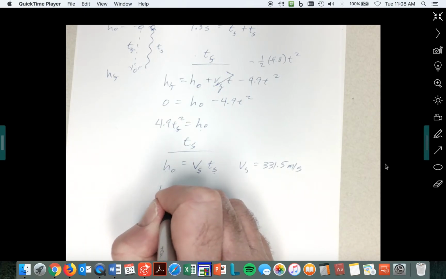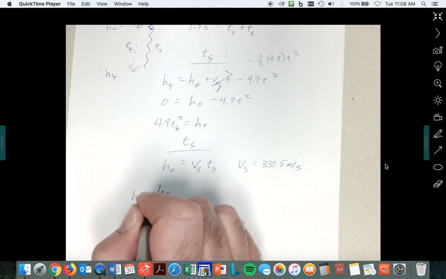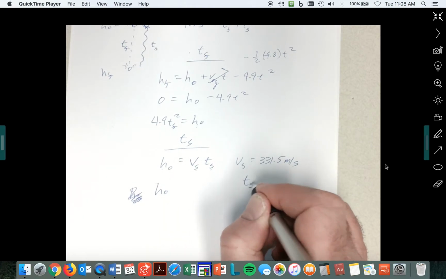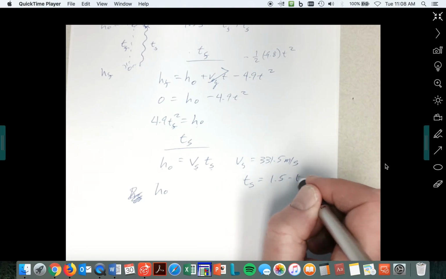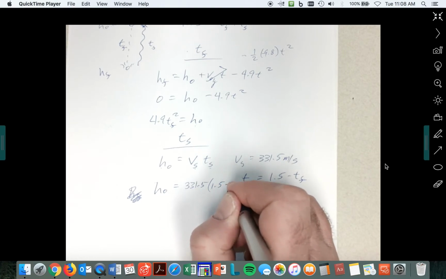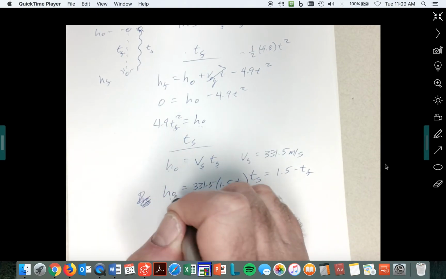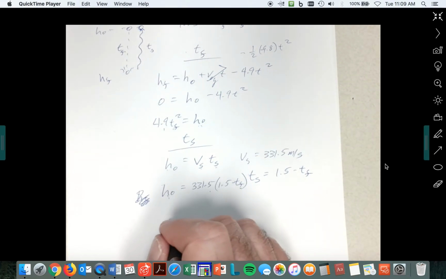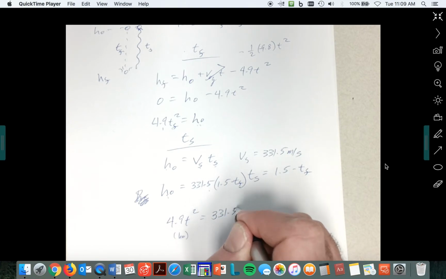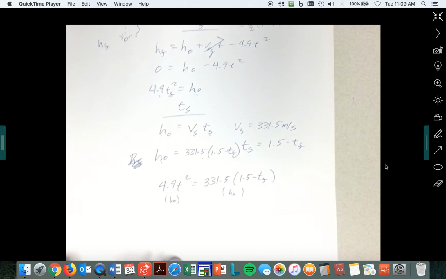I also know that TS is equal to 1.5 minus T final. So I'll say H naught is equal to 331.5 times 1.5 minus T final. Aha! Now I have 2 unknowns and the same 2 unknowns here. I know that H naught is equal to this, and I know that H naught is equal to that. So I'll say that 4.9 T squared, which is H naught, is equal to 331.5 times 1.5 minus T final. This is also H naught. Aha! Now we're getting somewhere.